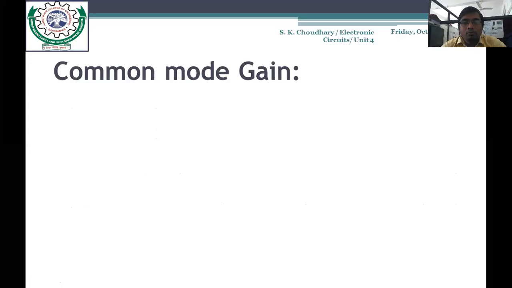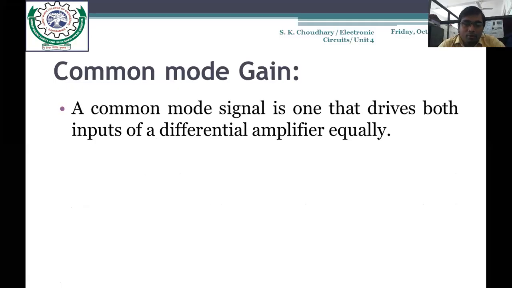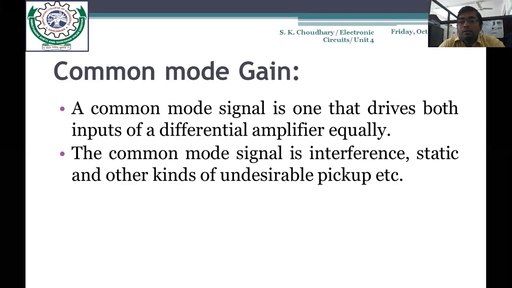Now we have to learn one very important parameter, that is the common mode gain of the differential amplifier. Till now we have discussed the differential mode gain. Now we have to switch to the common mode gain. We have discussed the common mode input signal a little bit in the last lecture. A common mode signal is one that drives both inputs of the differential amplifier equally.